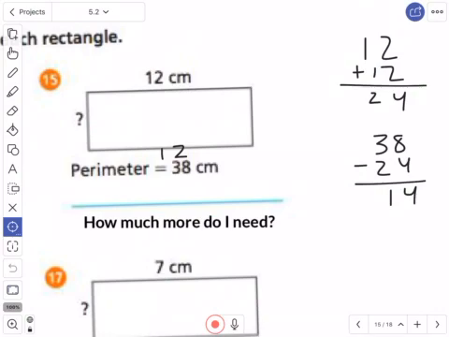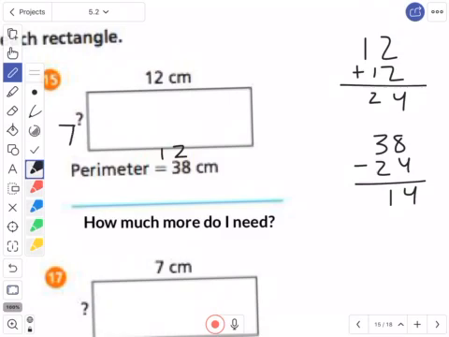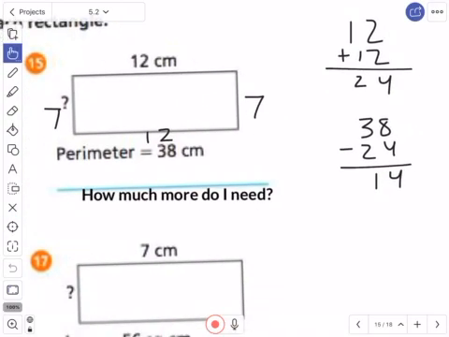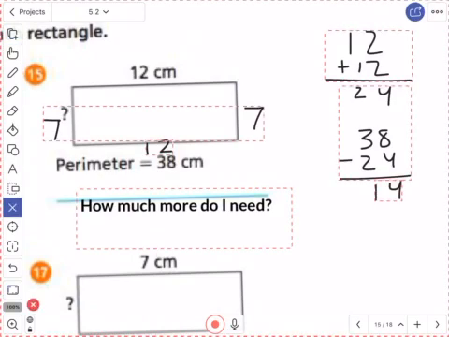Would that be 5? 5 plus 5 is 10. That's not it. 6? 6 plus 6 is 12. No, 7. My missing side there is 7, because 7 plus 7 is 14. I'm just going to double check this quick, just to make sure this all makes sense.